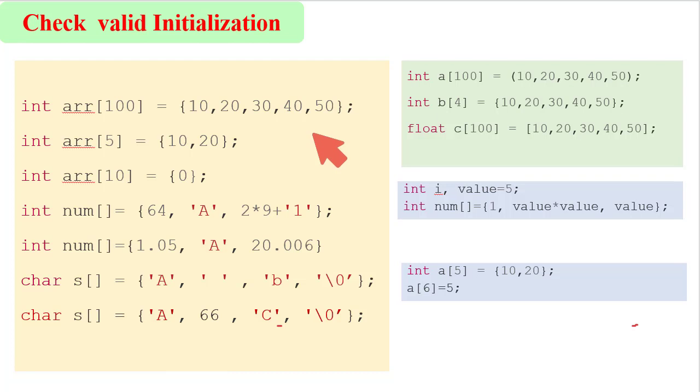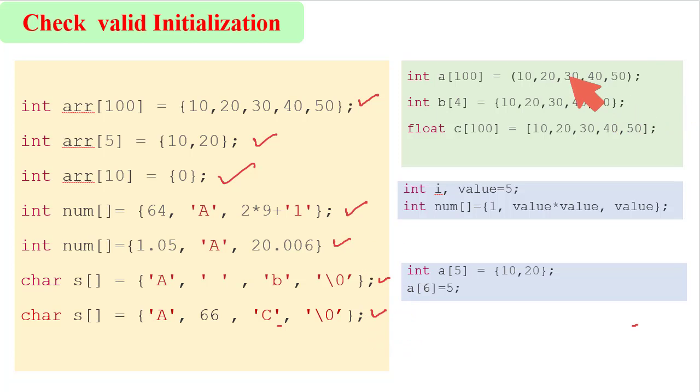Here are a few examples of initialization to check whether each is valid or not. This one I have already explained. This is a valid expression, this is a valid expression, this is a valid expression, this is also valid. What will be the data inside the second memory location? This will be 65 and this one is 67. This one is also a valid expression. This one also valid, this one also valid.